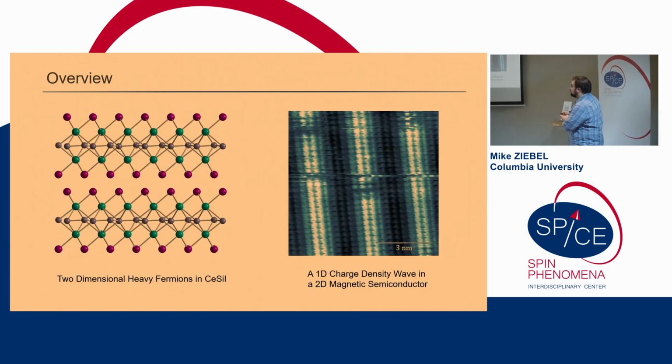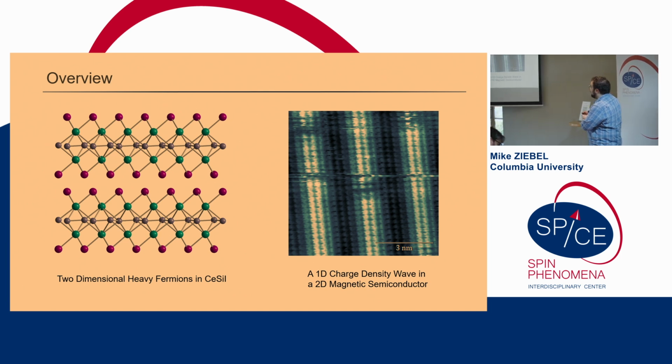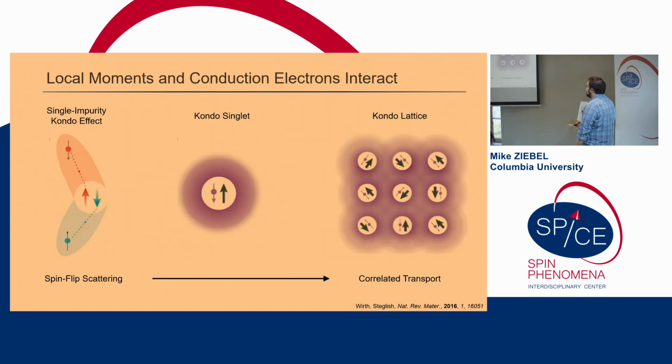Okay, so I'm going to discuss two different projects today. First, some published work on two-dimensional heavy fermions in this material, cerium silicon iodide, and then some unpublished work on a 1D charge density wave in a 2D magnetic material.